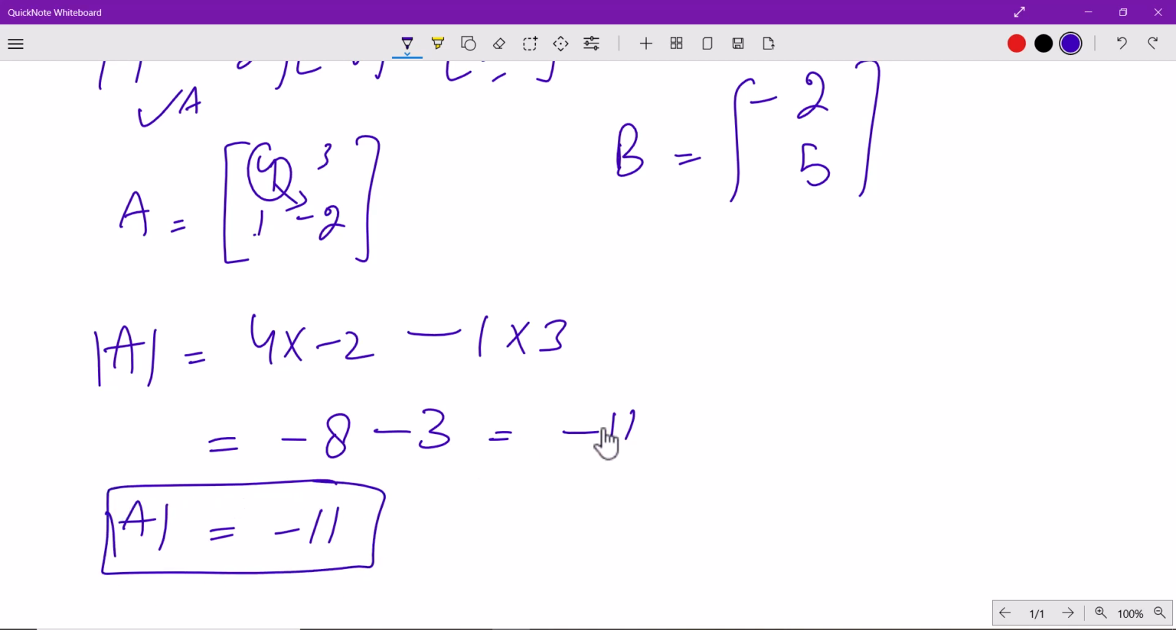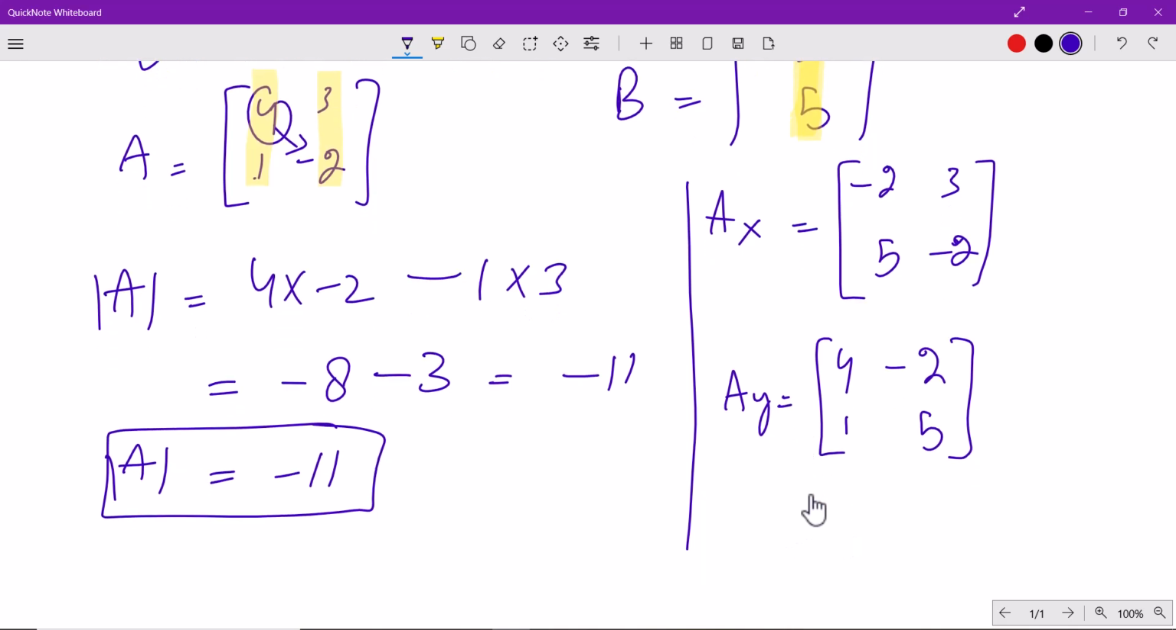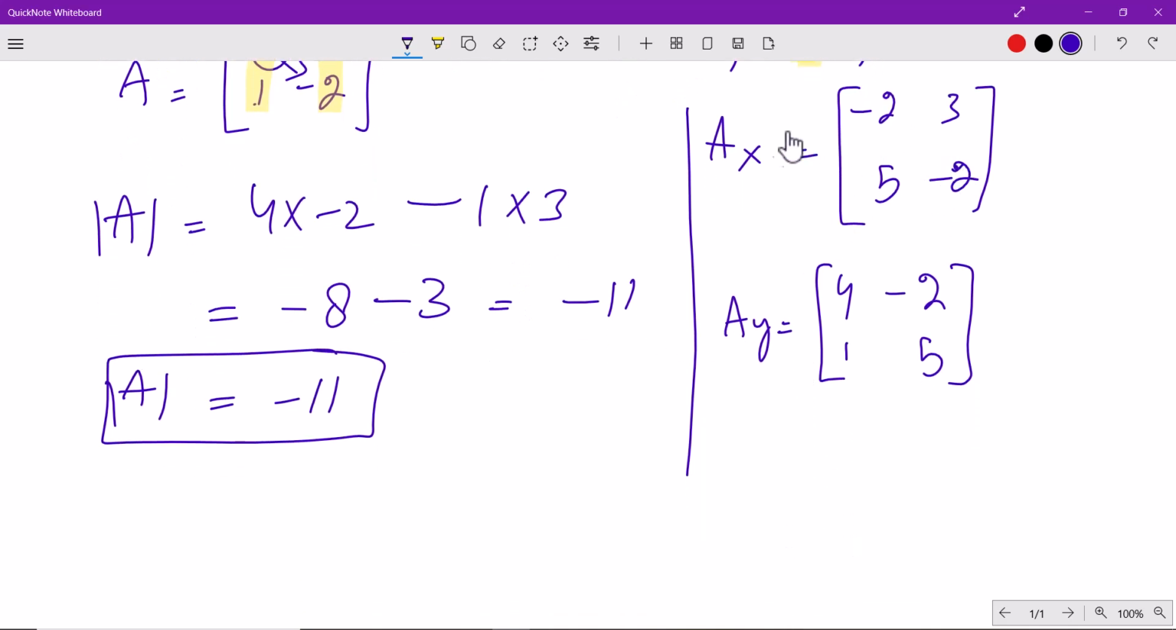Then the matrix Ax is obtained by replacing the x coefficients with the B matrix, so it is minus 2 and 5, 3 and minus 2. For matrix Ay, we keep 4, 1 and replace the y coefficients with minus 2 and 5. Then find the determinants of the matrices Ax and Ay.